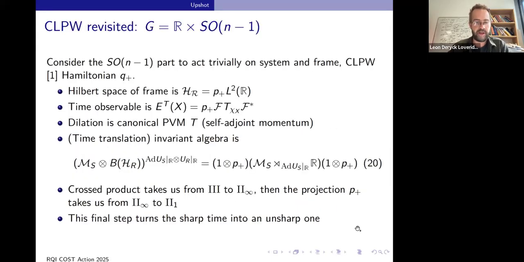So I just have one more slide where you can see the CLPW Hamiltonian, which I introduced earlier. If one just looks for the time translations, everything's much easier. So what we see in equation 20, just to say it very clearly, we have our quantum field theory, which is type 3. We take the cross product of the modular action of the real numbers. That's just time translation. This thing is a 2 infinity, and then this P plus, which takes us from L2 of R to L2 of R plus, is a projection that takes us from a 2 infinity to a 2-1. So there's sort of two stages, and it's that final stage that turns the sharp time into an unsharp one. And for me, that's a really fascinating piece of the puzzle that's not been analyzed yet.